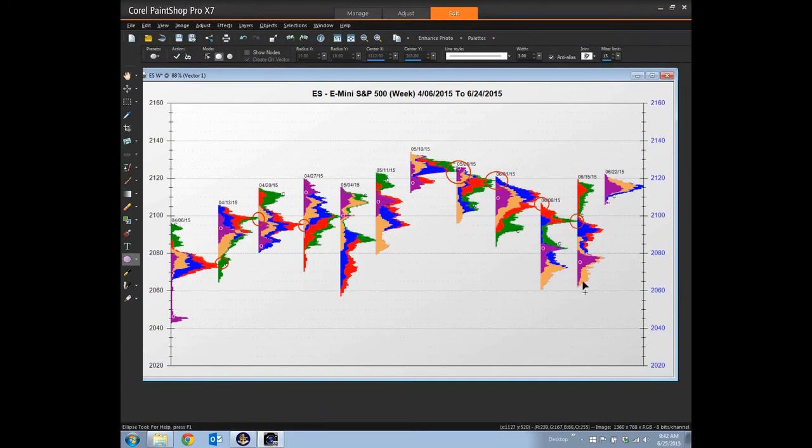So this is why I like to look at markets in a few different time frames to get support or resistance levels.